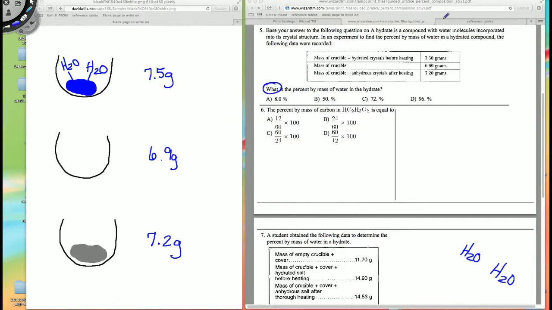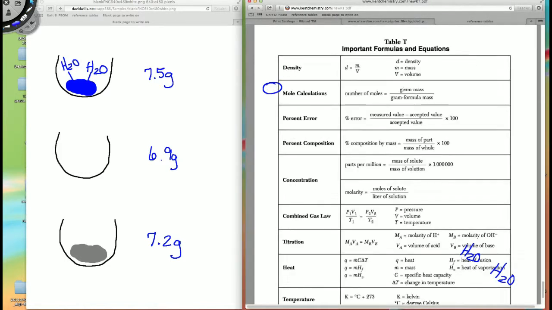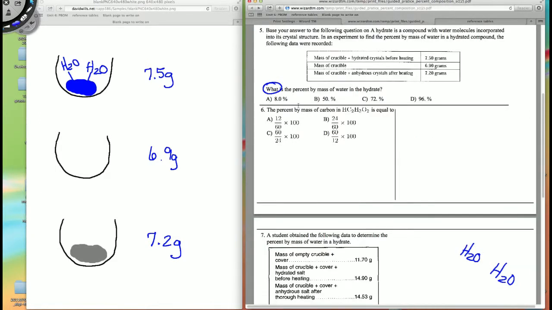water in the hydrate? So the percent by mass of water is a formula that's given to you on the back of your reference tables right here, percent composition by mass. And to figure out that percent composition by mass, we need the mass of the part, and we have to divide it by the mass of the whole. Now the part that we're looking for is the water, the percent by mass of water. That's the part. So we have to figure out how much of this is the water.